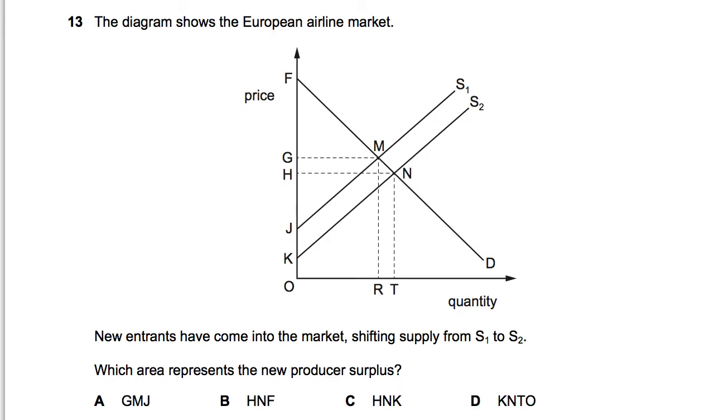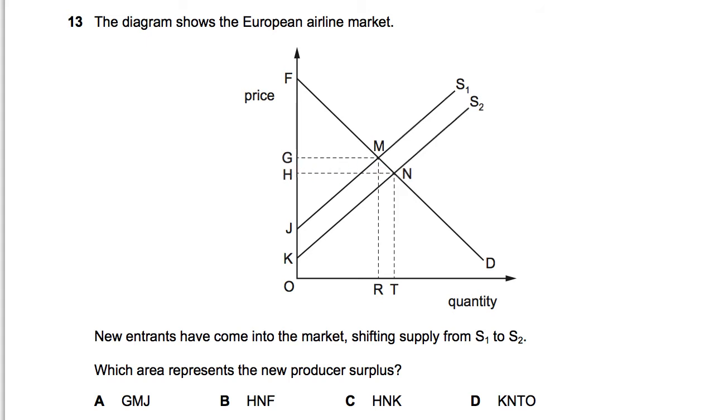Question 13 is about producer surplus. It says the diagram shows the European airline market. The new entrants have come to the market, shifting the supply curve from S1 to S2. So the supply curve is shifting backward, which means that the price has gone up. Now, what is producer surplus? Producer surplus is the area under the market price above the supply curve.